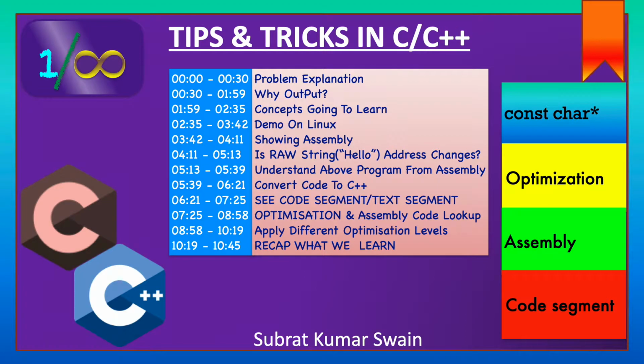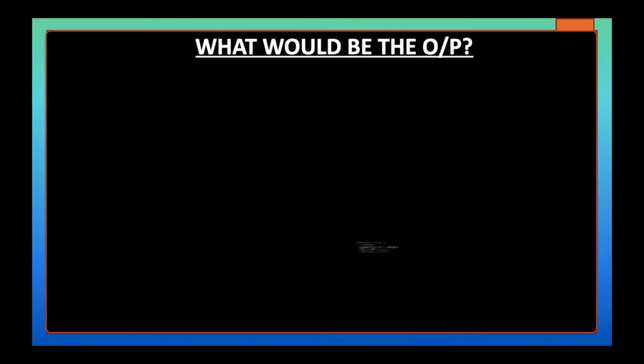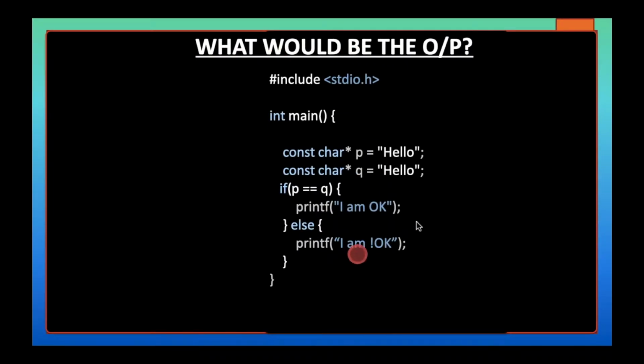Hello friends, today we will see tips and tricks in C and C++. We will discuss an important concept regarding constant character pointers. Let me show you the program. This is the program. Here we have two constant character pointers, both pointing to the same string, hello.